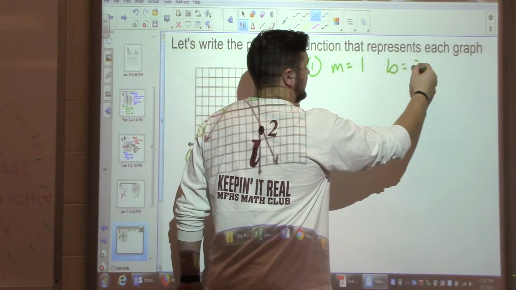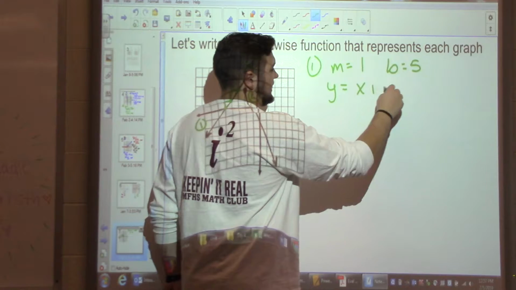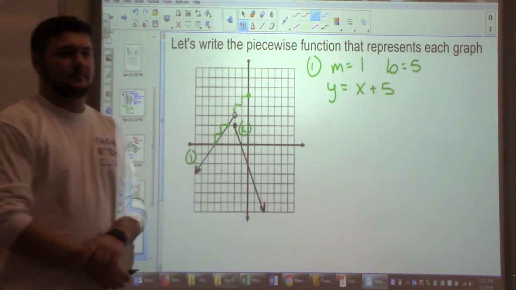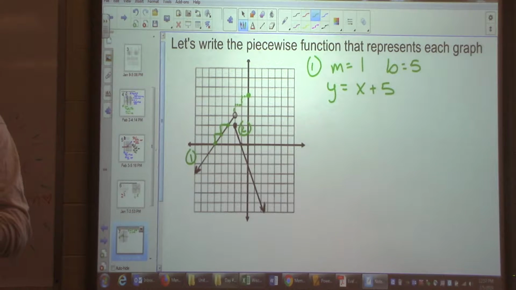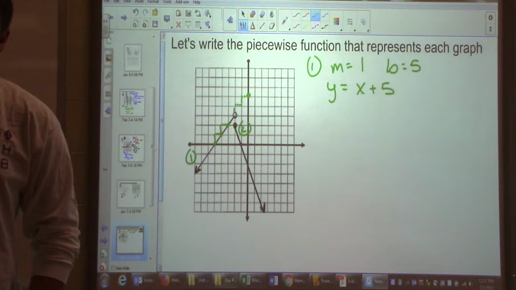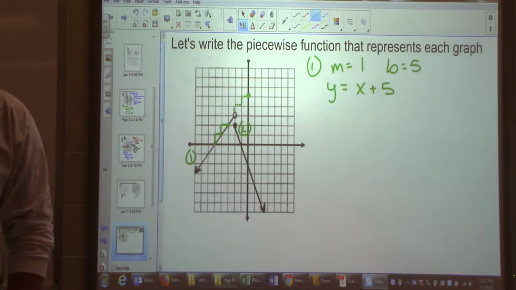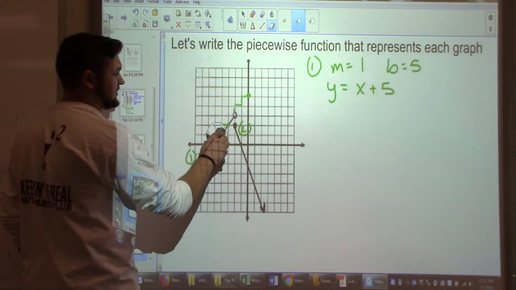E would equal 5. So the equation for my first line is y equals x plus 5. All right? We understand that? Okay? Well, I need to figure out where does this happen? When x is what values? Well, where's the endpoint in reference to x for the first line?